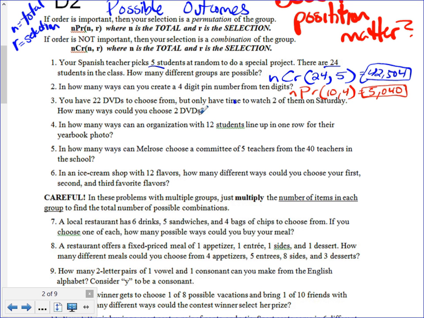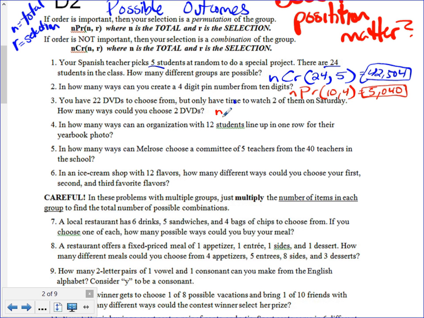It doesn't say anything about these being a trilogy. It doesn't say anything about Batman 1, Batman 2, Batman 3. No. It just says you pick 2 DVDs. If it did, it'd be a permutation. If it said you're watching 3 episodes of, what's your favorite TV show? Scandal. You're watching 3 episodes of Scandal in a row, and you have 37 episodes, then if it says in a row, it's almost always going to be a permutation. Okay, that's kind of a dead giveaway.